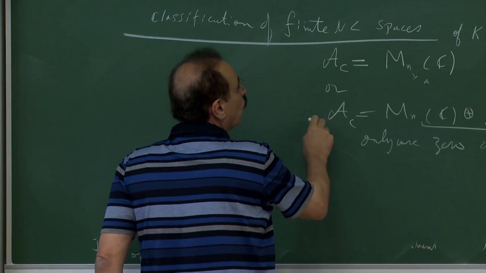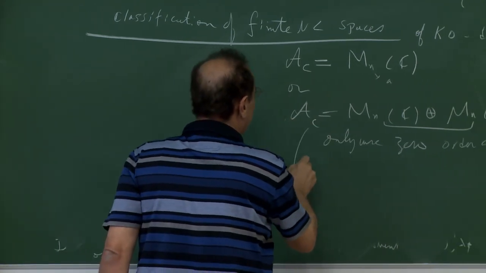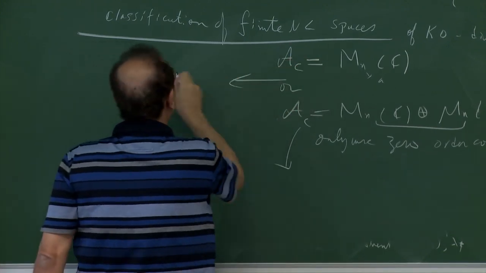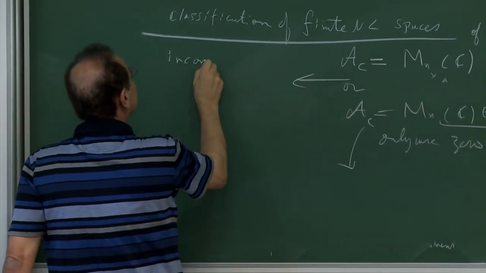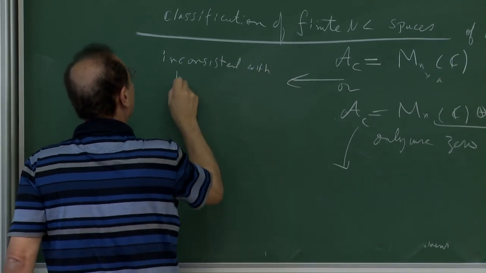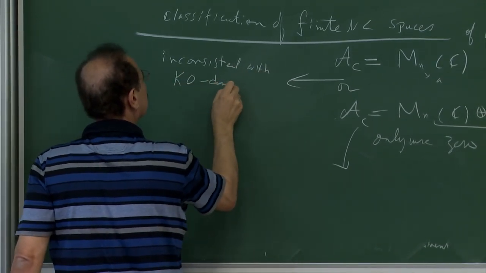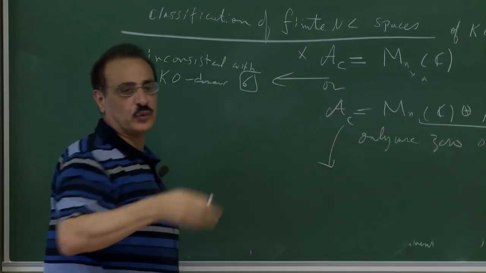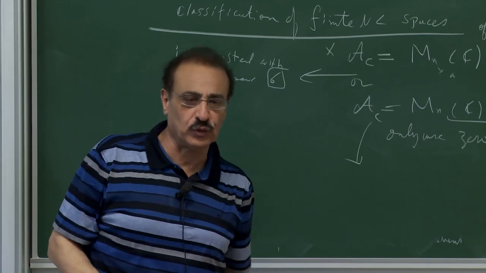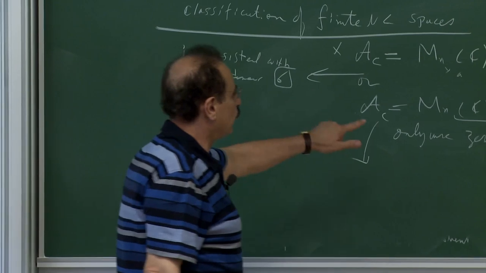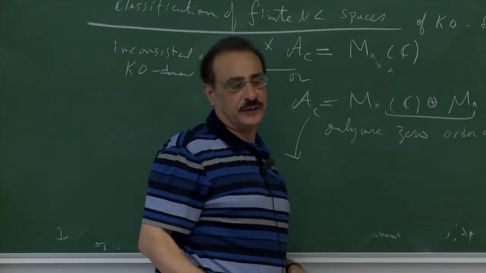Now, what do we do after? Essentially, here, the first case is inconsistent with KO dimension 6. And this is how you rule out this thing. It's inconsistent with the KO dimension 6. You can take it, it would give you mirror fermions and things like that. So this is really thrown out, and you are left with this guy.